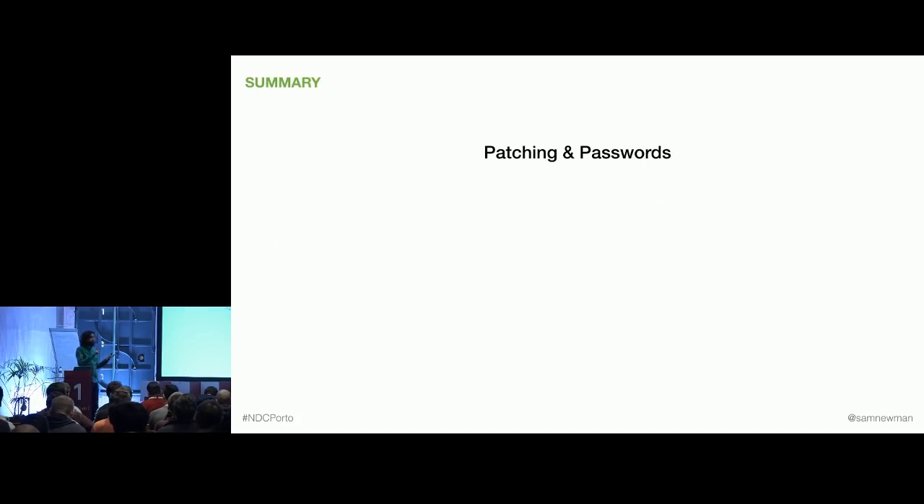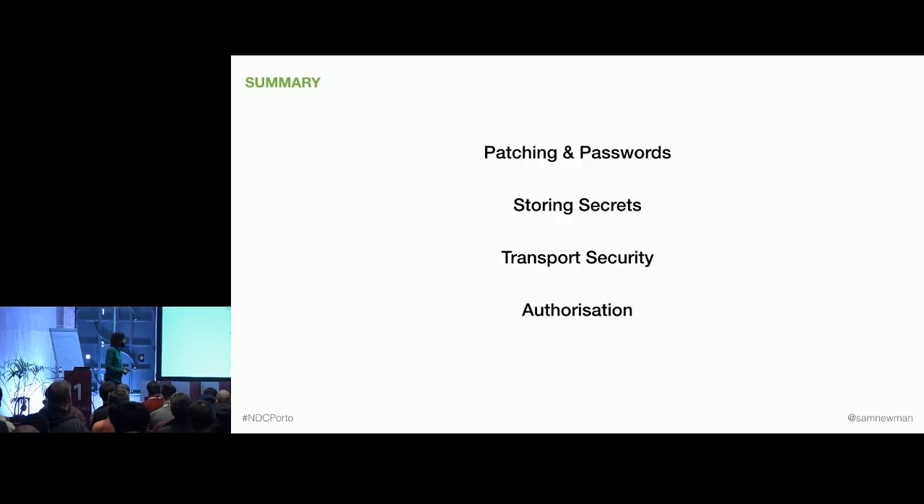Just to summarize, patch your stuff. Think about passwords sensibly. Consider secret storage. Especially if you're operating at scale, things like Vault would be a good idea. Transport security is fine, but it's not the be-all and end-all. You also need to consider how you deal with humans and how you handle authorization flows and passing those things along. And finally, you might want to consider service meshes, but that's probably only for the Kubernetes crowd right now, and only then if you're okay with some bleeding-edge tech.